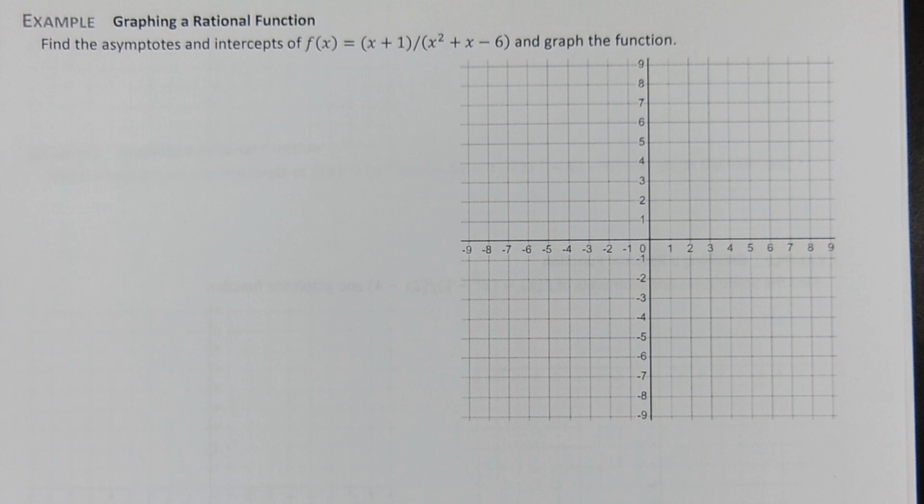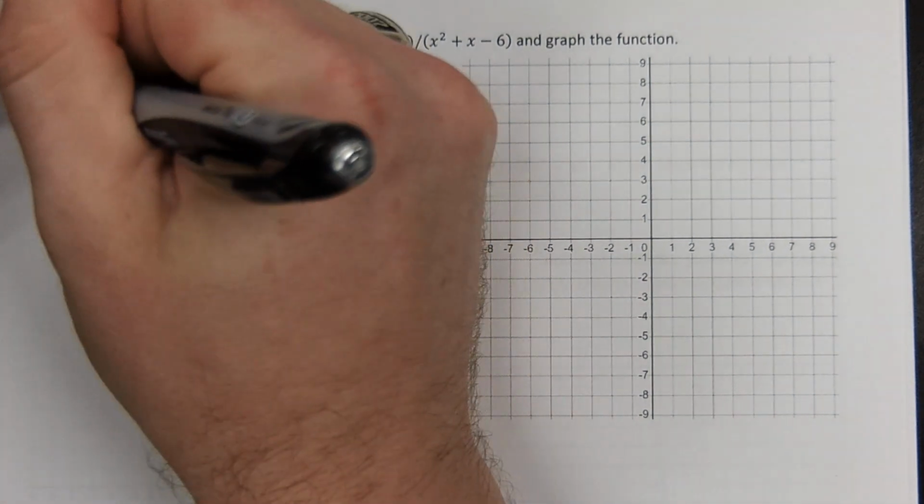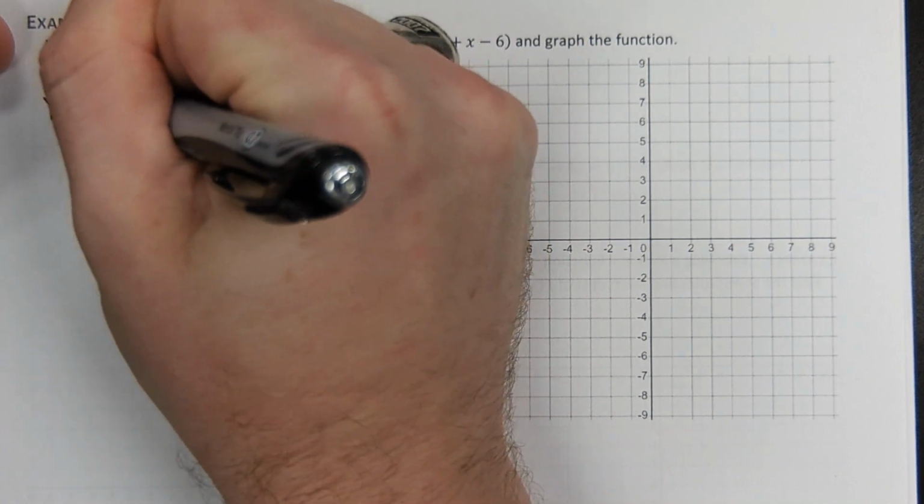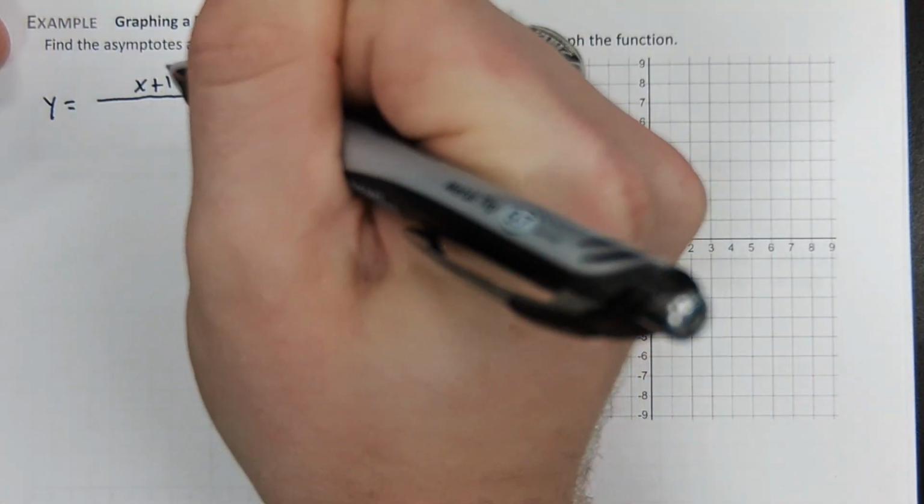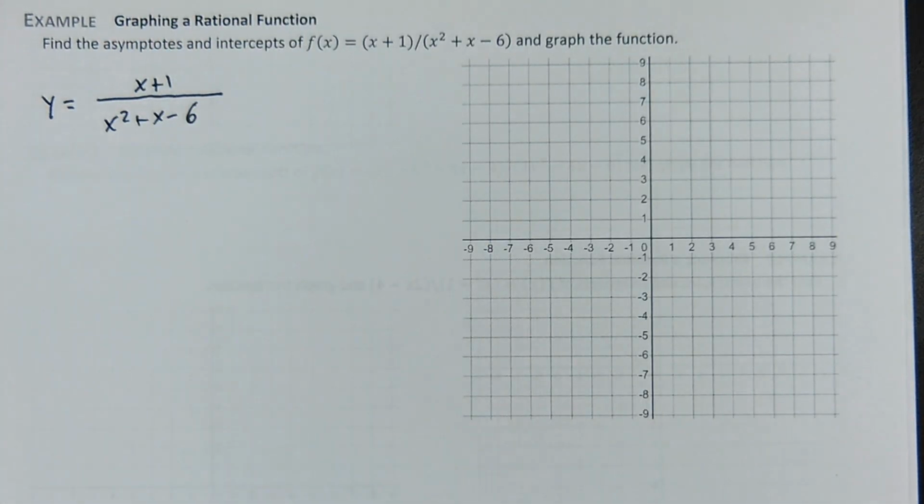Here we have a rational function. The first thing I'm going to do is write it as a stacked fraction. I typed it this way to save space, but I'm going to write it as a stacked fraction, and I'll say y equals instead of f of x equals. x squared plus x minus 6. There. Before we do anything to it, let's decide on our end behavior.